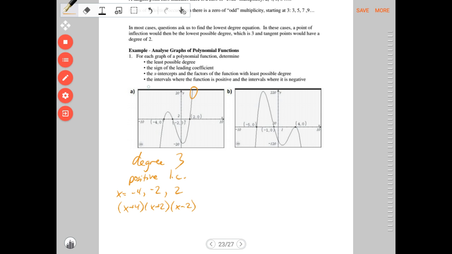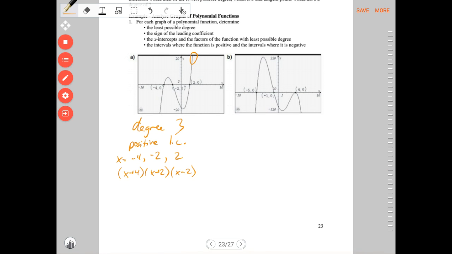And then the intervals where it's positive and negative. I'm going to scroll a little bit. So positive is here and here. That's when the y values are positive. So that's a positive interval.